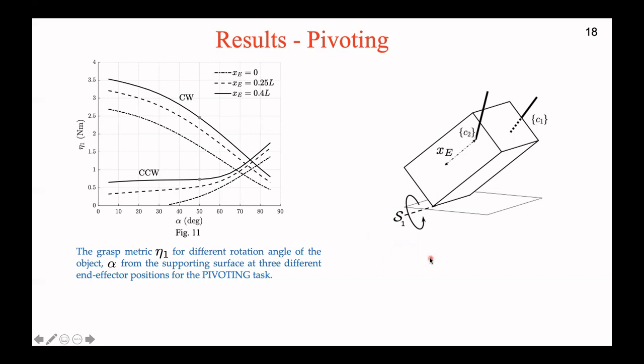Another important observation is that as we increase the angle alpha from the support surface, the maximum disturbance torque that the grasp can resist along the axis S1 in the counterclockwise direction increases, whereas the disturbance torque in the clockwise direction decreases. This is solely due to the effect of the object weight and its variation due to the change in the rotation angle alpha.